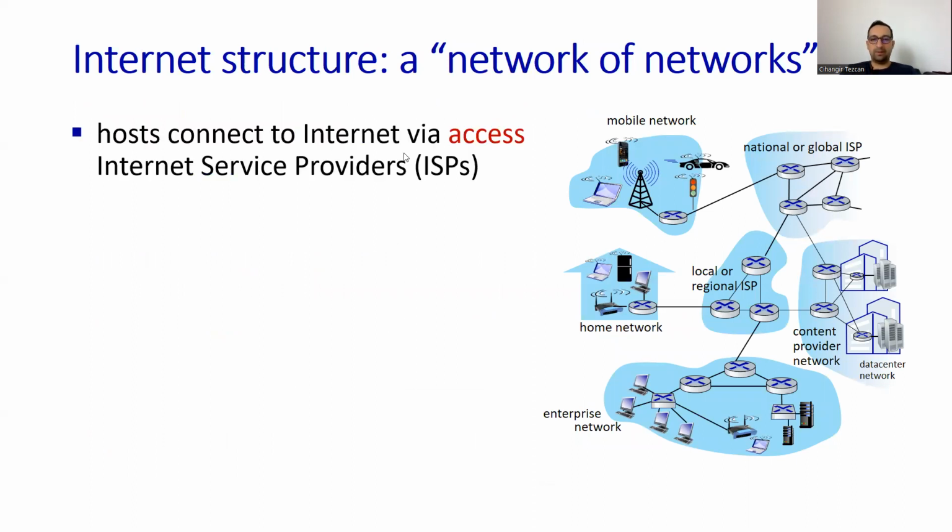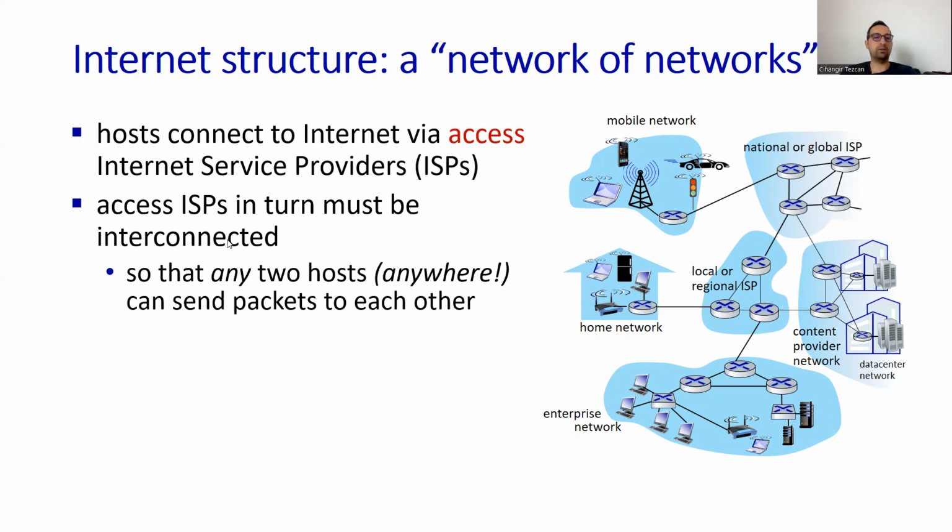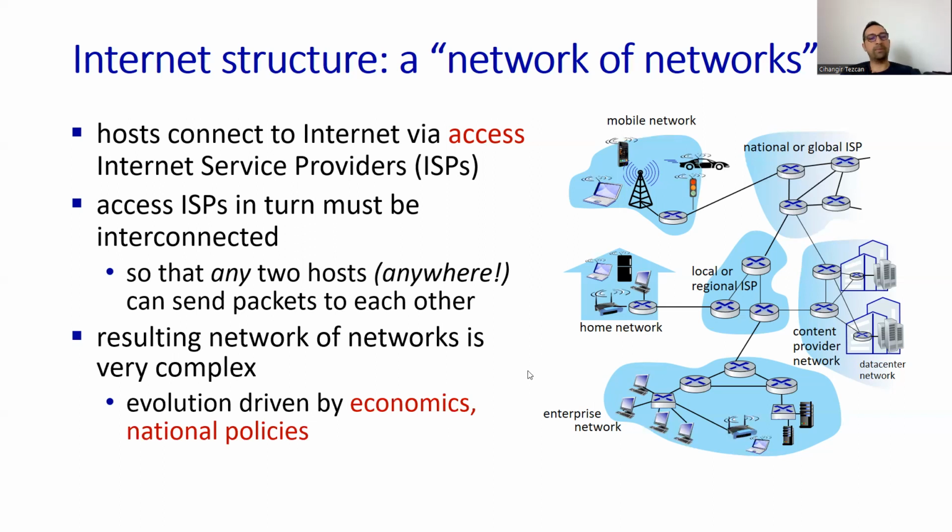So on the internet, we use packet switching. Hosts connect to the internet via access internet service providers, ISPs. Every country has this kind of internet service providers. It can be companies, it can be universities. Access ISPs in turn must be interconnected so that any two hosts anywhere can send packets to each other.